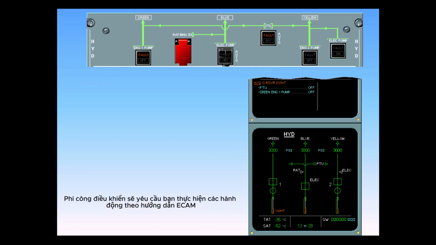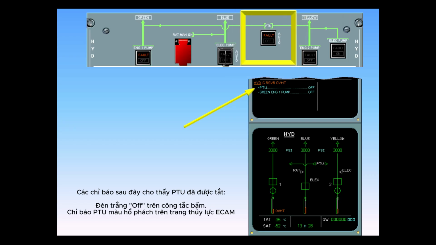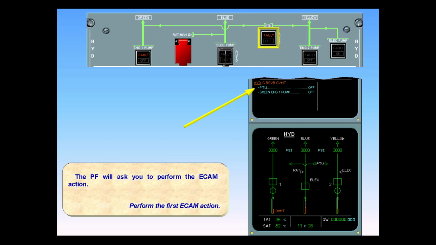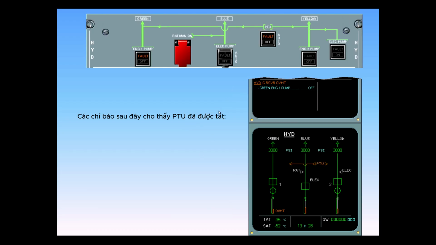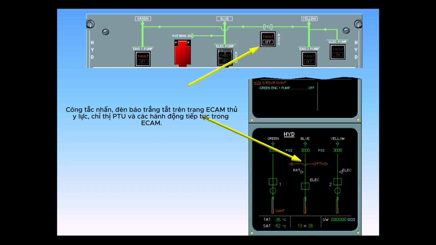The pilot flying will ask you to perform the ECAM action. Perform the first ECAM action. The following indications show that the PTU is switched off. Push-button switch white off light. ECAM hydraulic page PTU indication in amber.